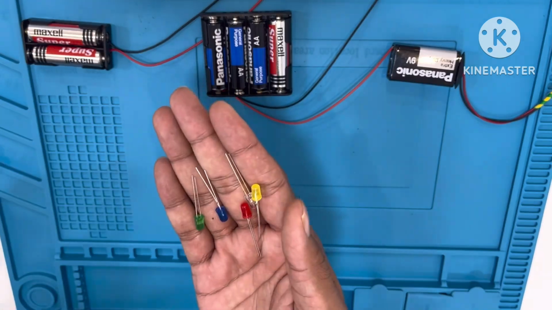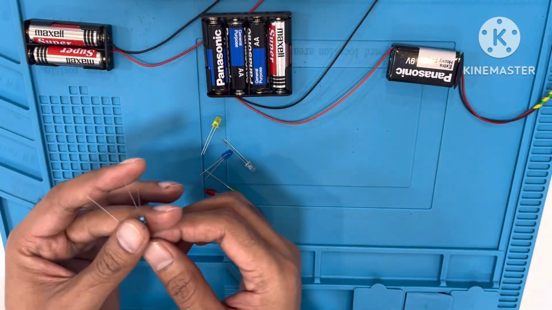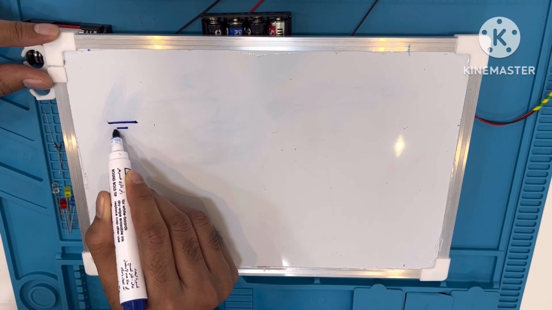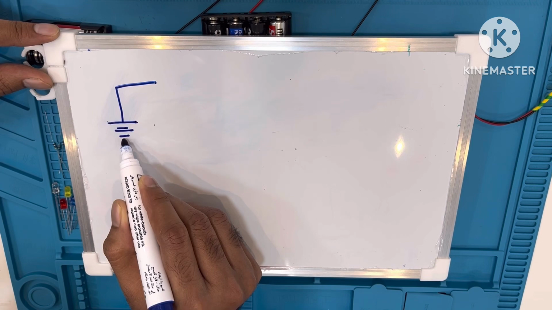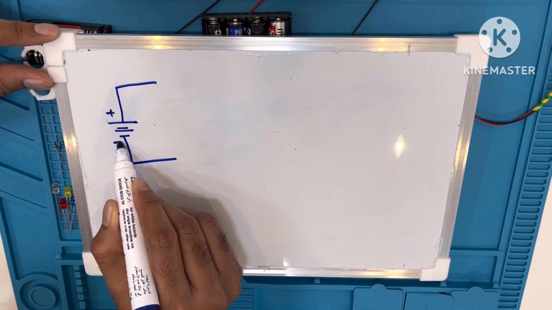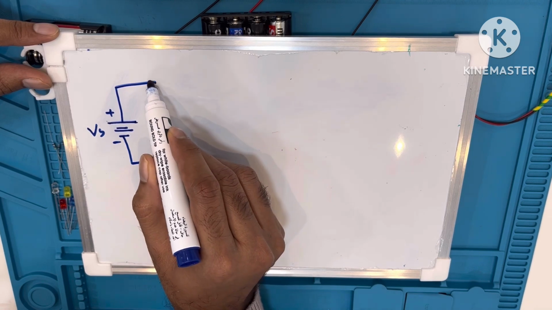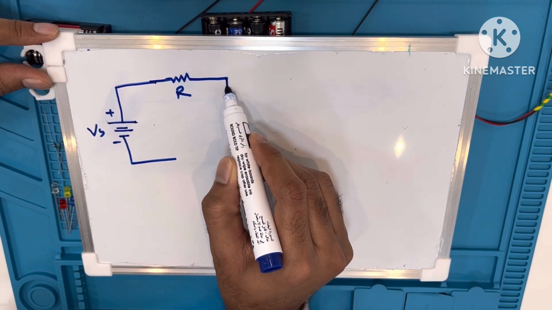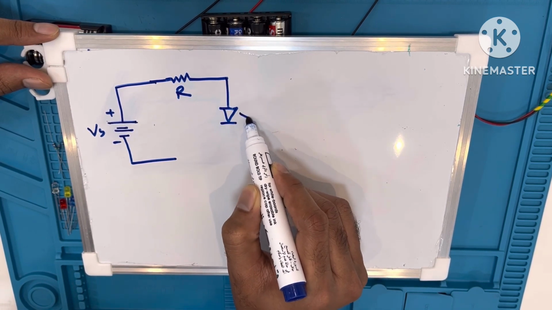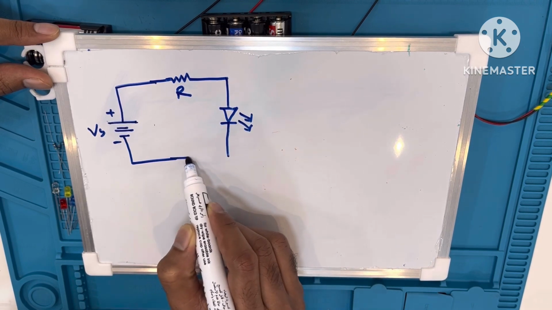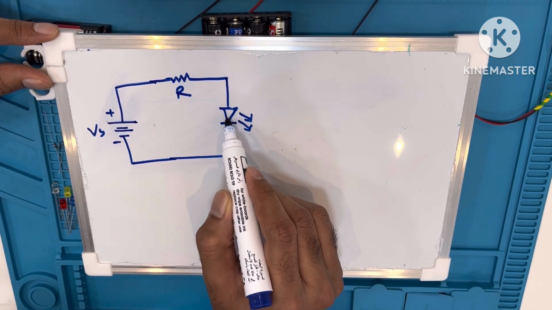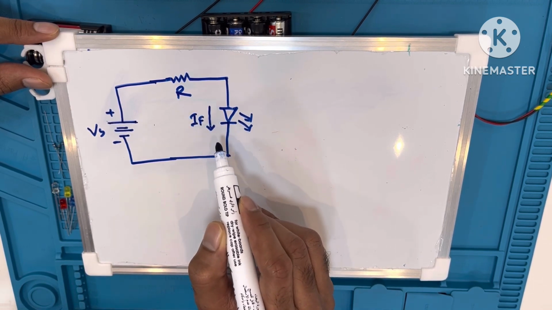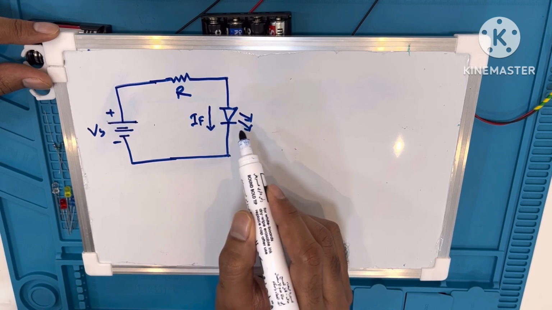So if the source voltage is more than the forward voltage, we should use a resistor to protect our LED. Let's draw a simple circuit to calculate the resistor value. Here is the source voltage Vs. Then we are adding a resistor. We will calculate this value of resistor. Here is an LED which is connected in series with the resistor. Let's consider the forward current for this LED is IF, and the forward voltage is Vf.